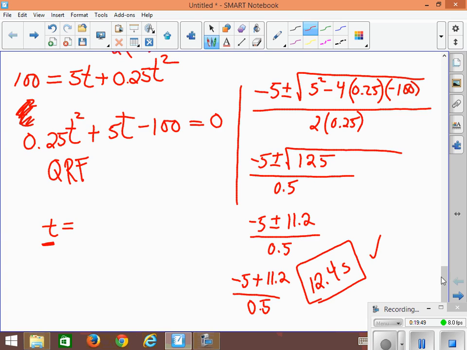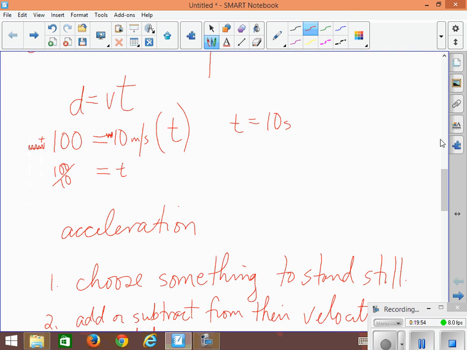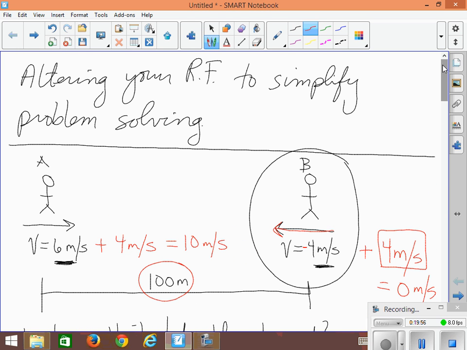So that's how you do the reference frame adjustment. Put everybody on a conveyor belt to make one person appear to stand still, and therefore you can get a much simpler solution, and the math is a lot easier if you can get that to happen for you. So it's worth practice.